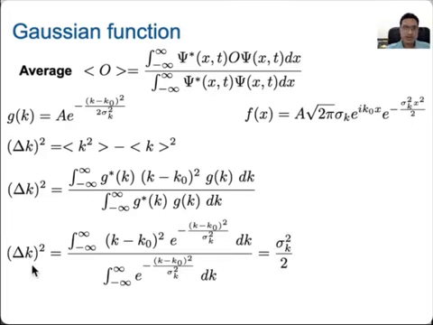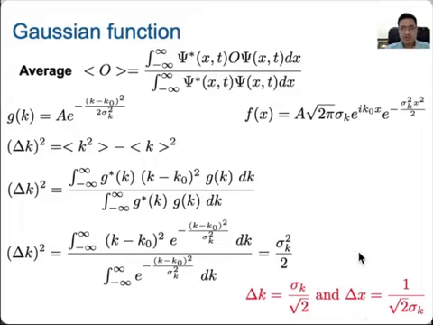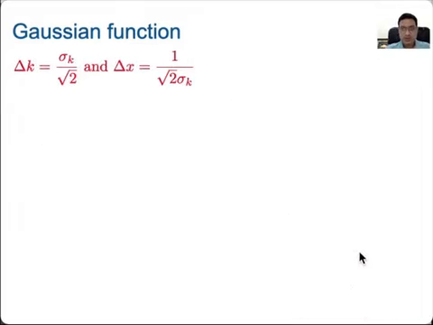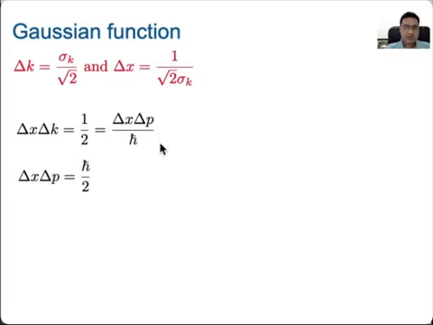So now I have got delta k square. I have also got delta x square. So I got delta k, and also you can take a square root. I can get delta x from the previous slide. Now if I multiply the two, what I will get is 1 over h. And now if I convert this delta k into delta p, it is clear that my delta x times delta p is equal to h cross over 2.